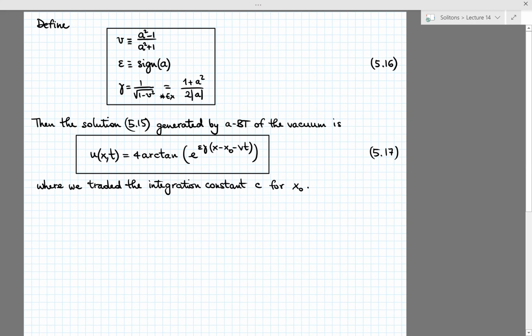The solution will hopefully look familiar by now. This is nothing but the kink or anti-kink solution of the sine-Gordon equation. It's a kink if epsilon, the sign in the exponent, is plus 1, and it's an anti-kink if epsilon is minus 1.